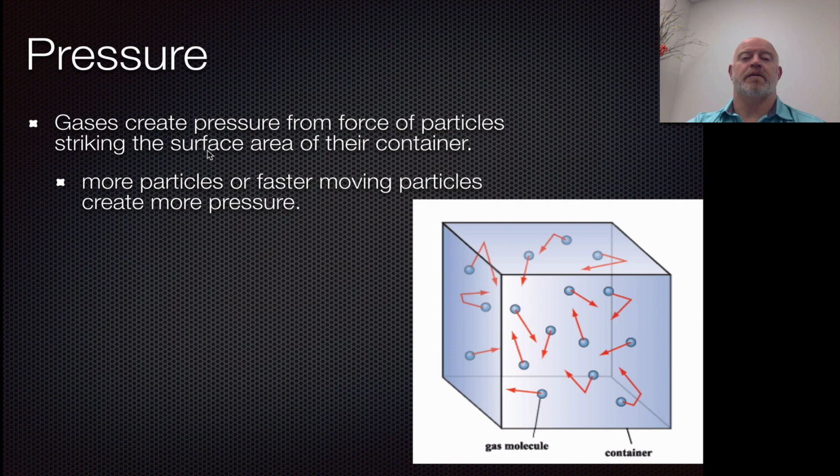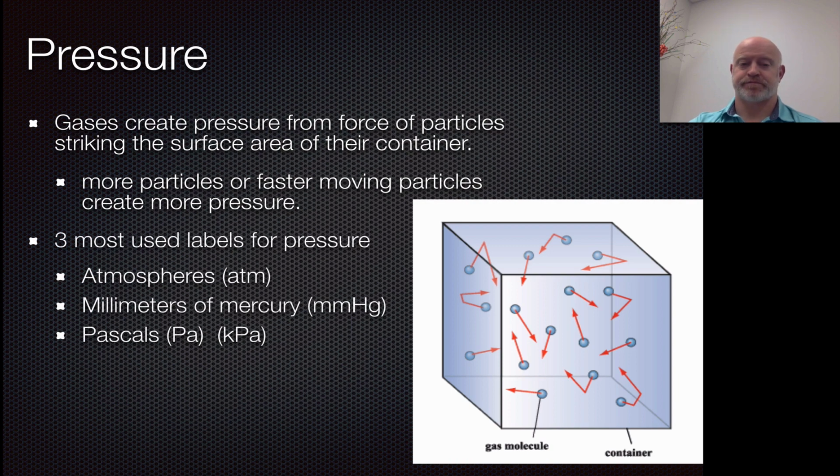Now, how do we get more pressure? Well, more particles. If you put more particles in here, there'll be more collisions. More collisions means more pressure. Or we can make them move faster. So the idea behind pressure is, how do we get pressure? It comes from collisions. So the more collisions we can create, the more pressure we can create. We can do it by speed, or we can do it by sheer quantity of particles.